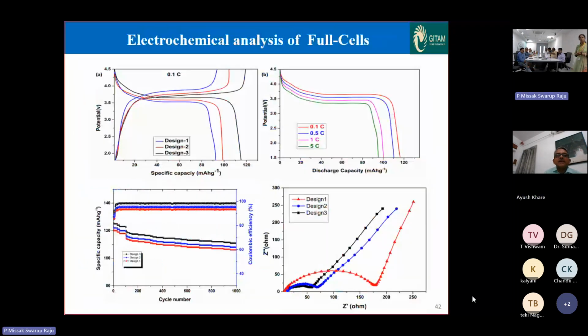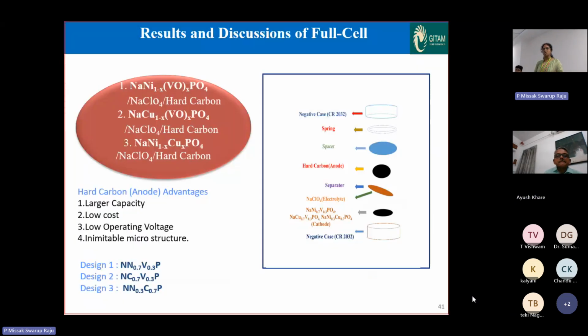The first design is only the sodium, nickel, vanadium phosphate cell. The second design is sodium, copper, vanadium phosphate. Design 3 is the combination of sodium, nickel, copper, vanadium phosphate. So the first and third seem almost the same, except for the composition, I suppose, right? The third one is the combination of 1 and 2, sir.